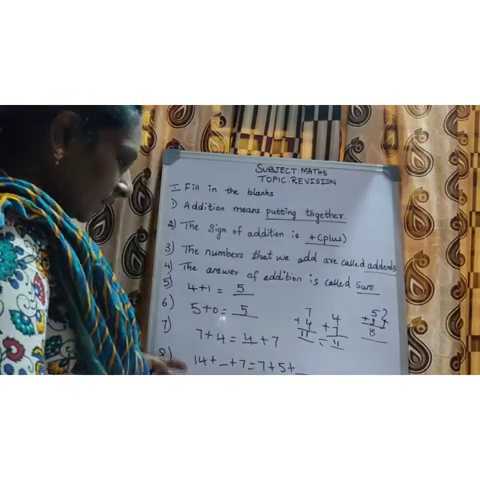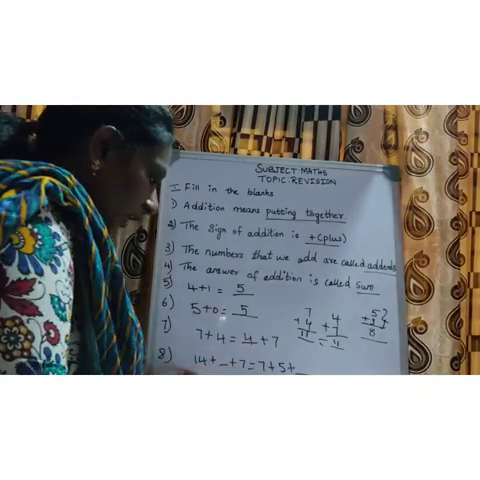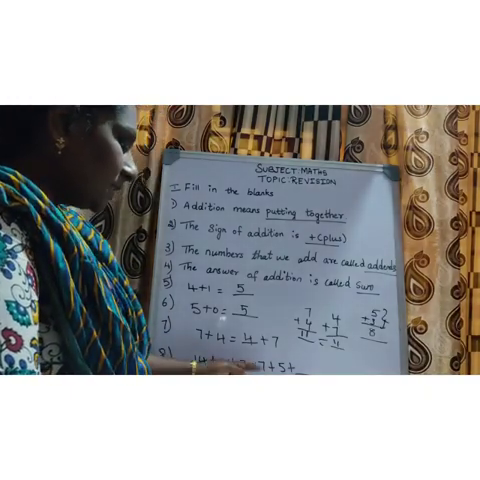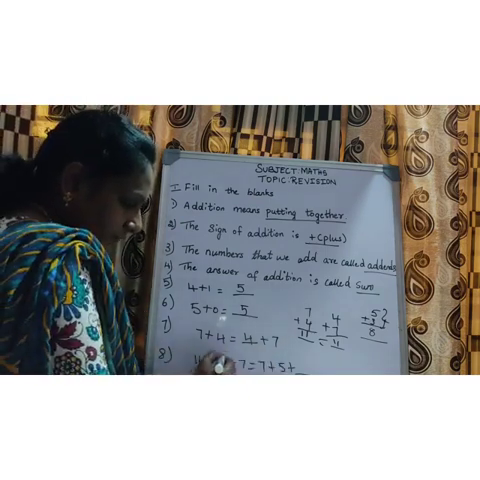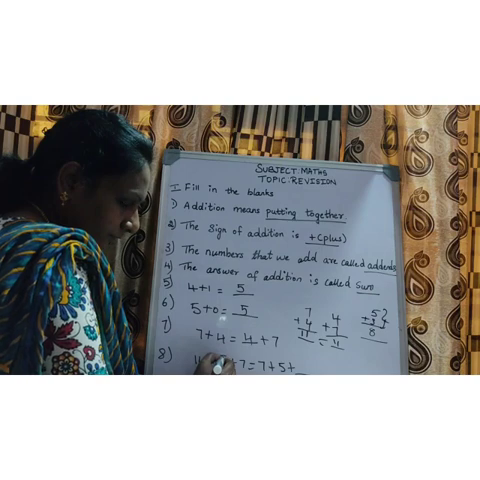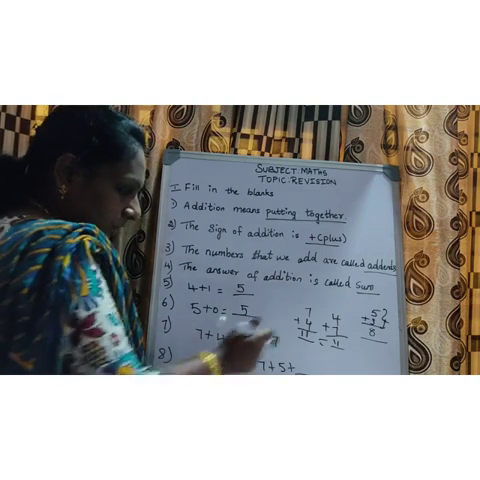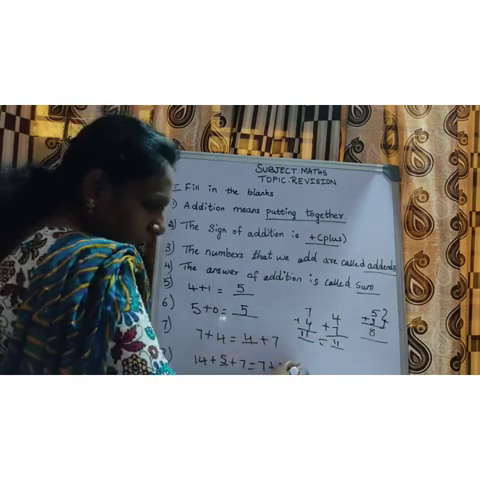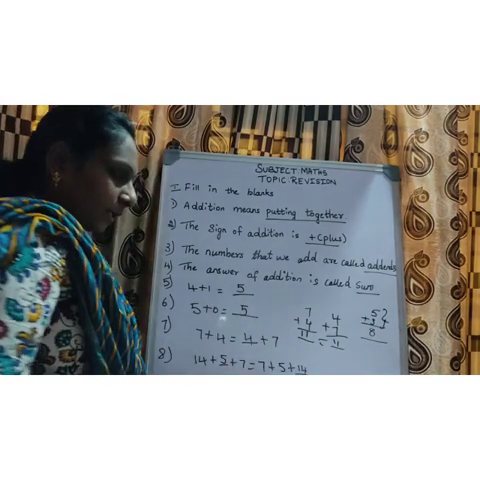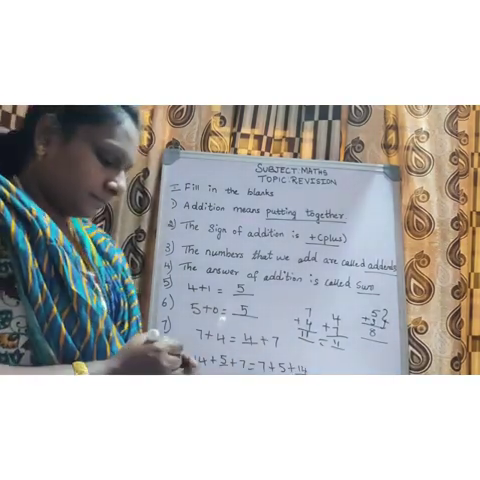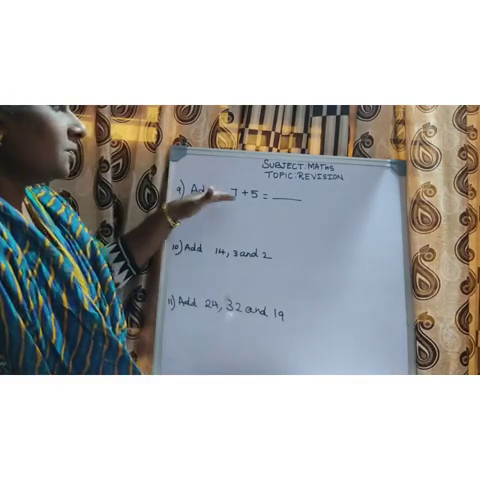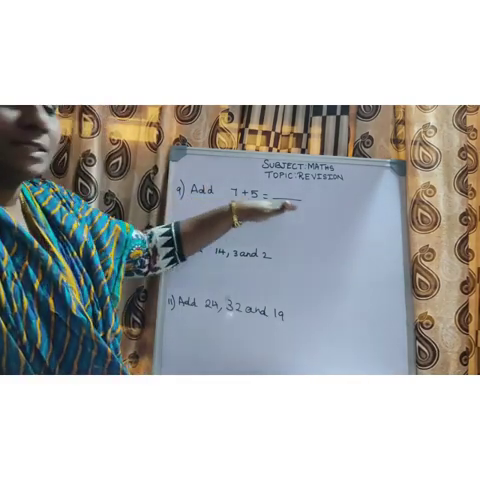Understood, children? In the same way, this one also: 14 plus dash plus 7 equals 7 plus 5 plus dash. So what is there? Here 5, so you can write it here. So what is missing here? 14. That you should write there. Understood, children?